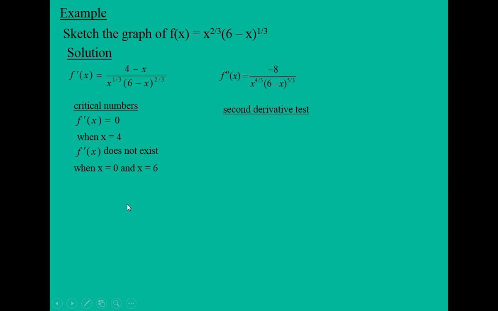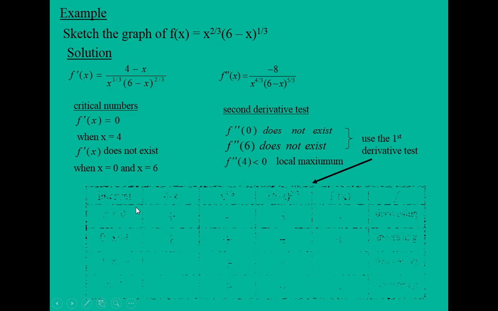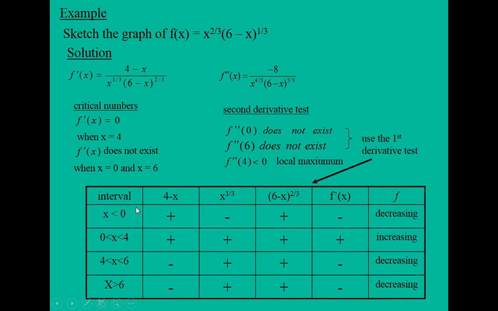And here's our second derivative. And if we did the second derivative test, we're looking for local maximums and minimums. Notice f double prime of 0 does not exist. f double prime of 6 does not exist. But f double prime of 4, we do get less than 0, so we have a local maximum. Now on the other two, since they do not exist, we would go back to our first derivative test.